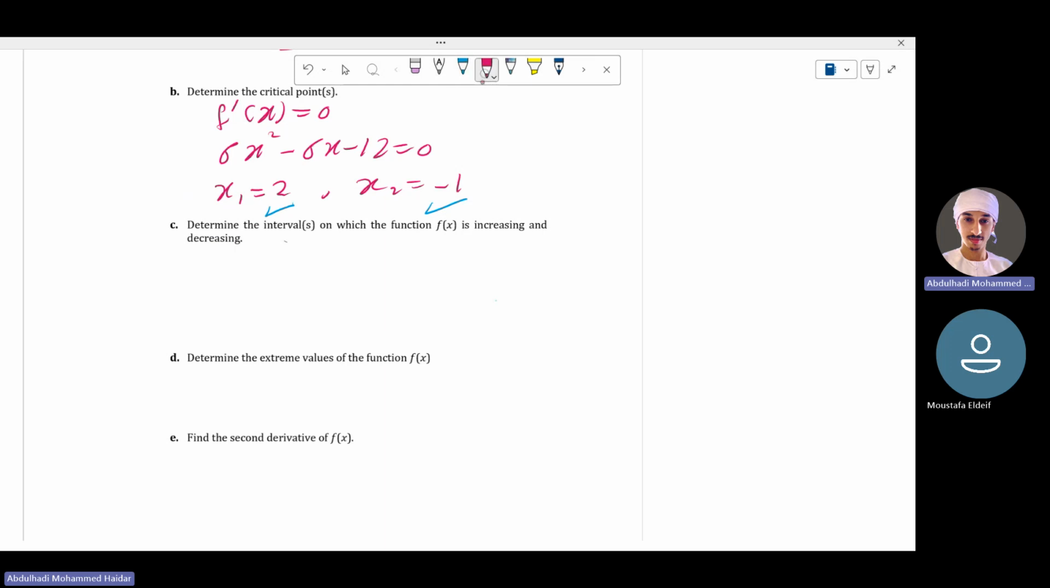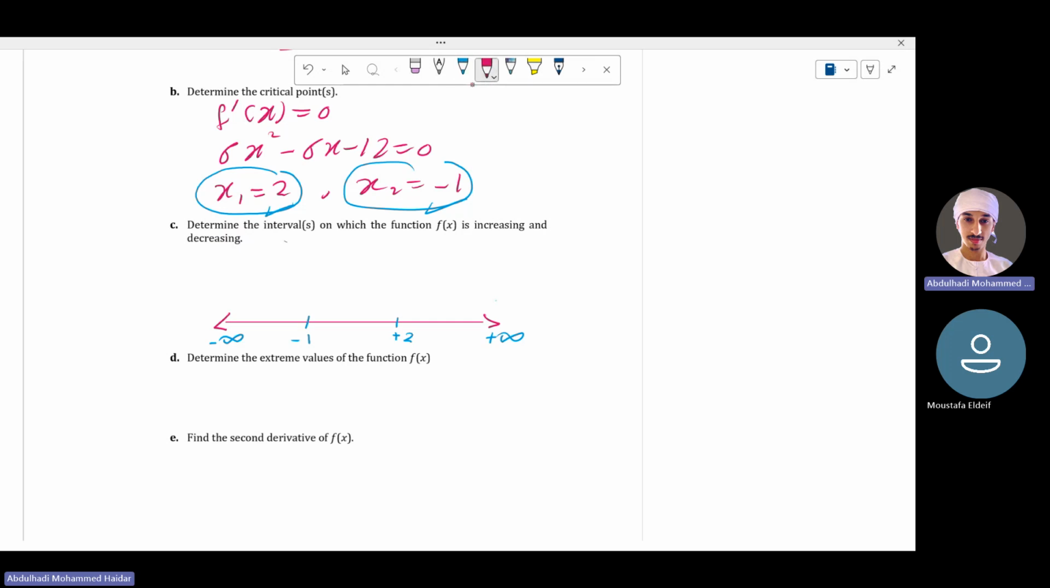We are going to draw the graph. How can we draw the graph? First of all, put the domain. The domain is where? From minus infinity to positive infinity. Then put the solutions that are within the domain. So we have first -1 and then +2.